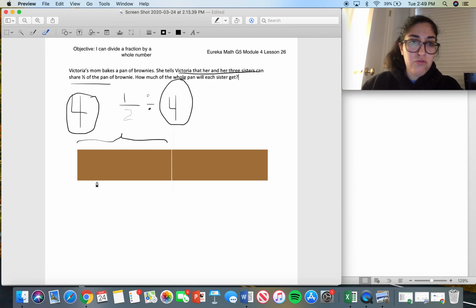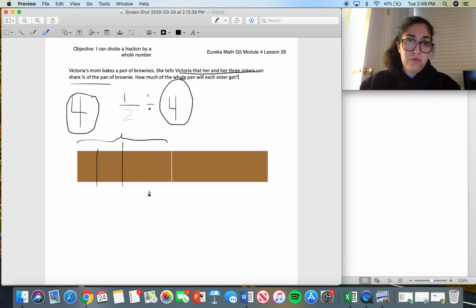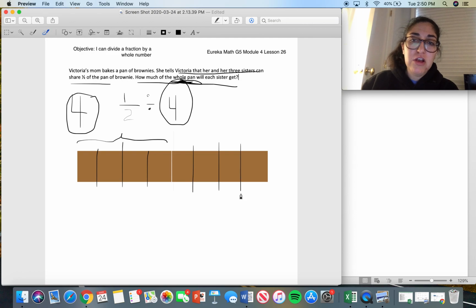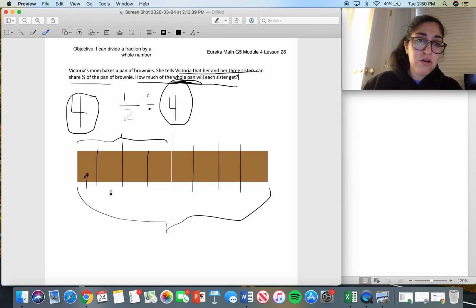So I'm going to do 1, 2, 3, and there's 4. So 1, 2, 3, 4. And the question is, how much of the whole pan is each sister going to get? Because when I'm working with fractions, if I divided this part into fourths, I also need to divide this part into fourths. So I can figure out how much of the whole pan did each sister get. Now remember that this here, that's going to be 1 sister, that's going to be 1 sister, that's going to be 1 sister, and that's going to be 1 sister.